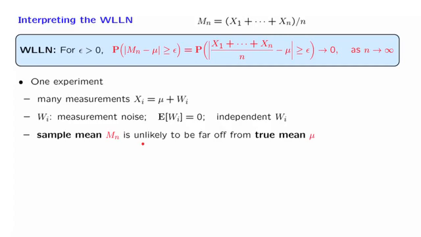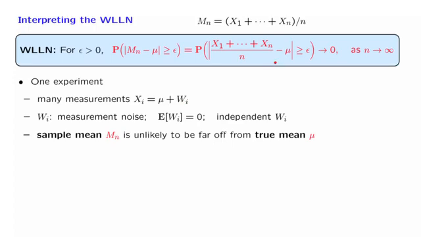What the weak law of large numbers tells us is that the sample mean is unlikely to be far off from the true mean. And by far off, we mean at least epsilon distance away. So the sample mean is, in some ways, a good way of estimating the true mean. If n is large enough, then we have high confidence that the sample mean gives us a value that's close to the true mean.